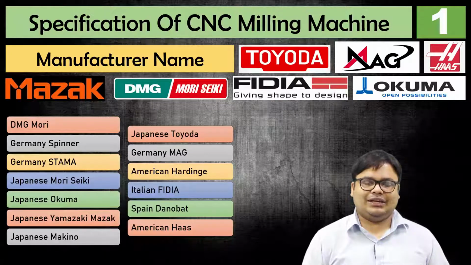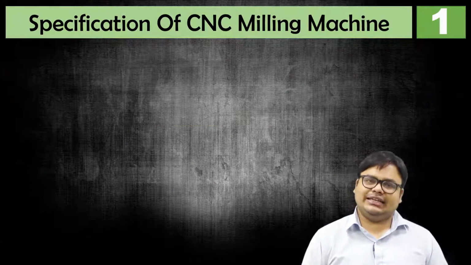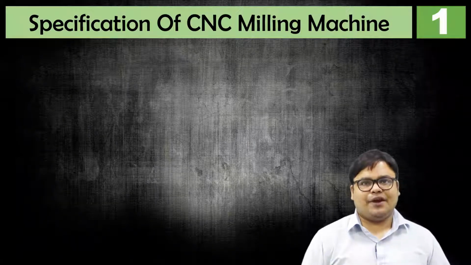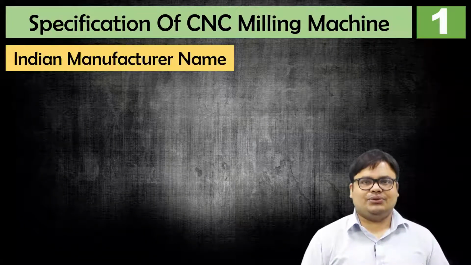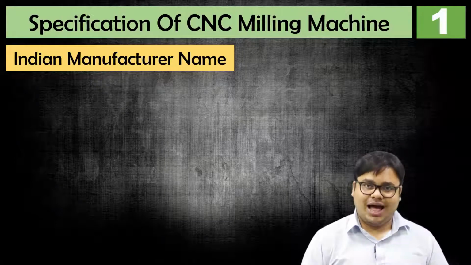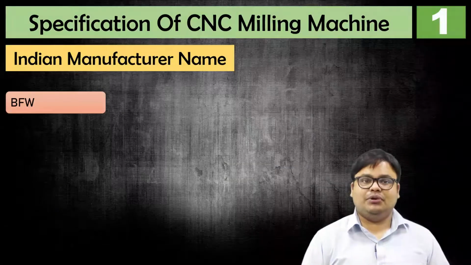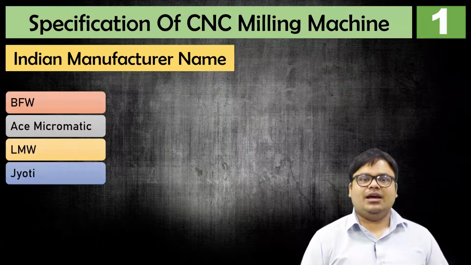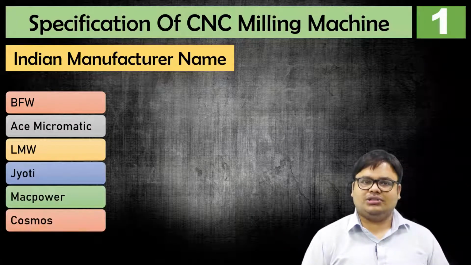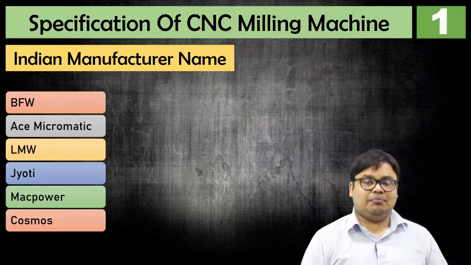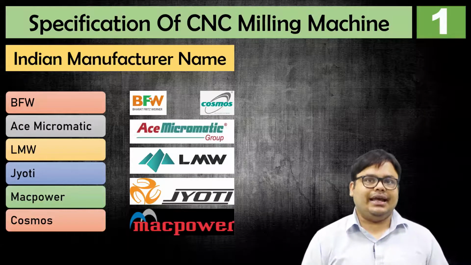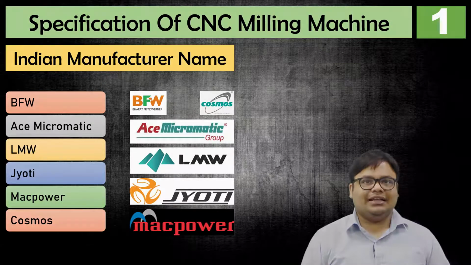Then moving on to the next one, the same thing we'll be discussing regarding the manufacturer, but this time it will be regarding the Indian manufacturers. The Indian companies manufacturing CNC milling machines are, like we can say, BFW, ACE Micromatic, LMW, Jyoti, Mac Power, Cosmos. These are some of the important companies manufacturing CNC milling machines in India. So that was all regarding the manufacturers.